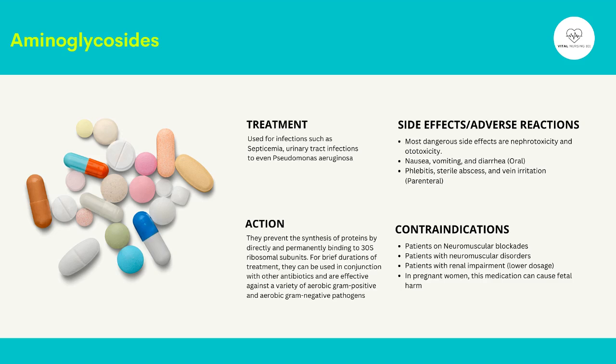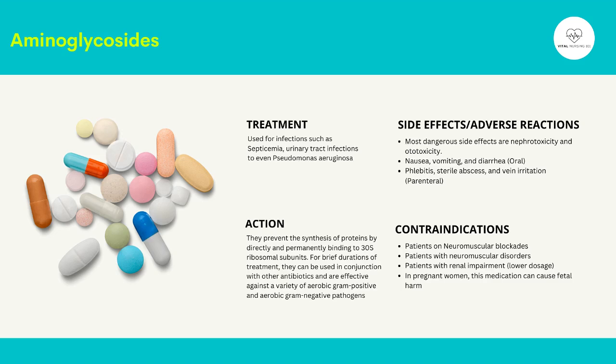Aminoglycosides are typically used for infections such as septicemia, urinary tract infections, and even Pseudomonas aeruginosa. Now let's discuss how it works. Aminoglycosides are bactericidal. They prevent the synthesis of proteins by directly and permanently binding to 30S ribosomal subunits. For brief durations of treatment, they can be used in conjunction with other antibiotics and are effective against a variety of aerobic gram-positive and aerobic gram-negative pathogens.